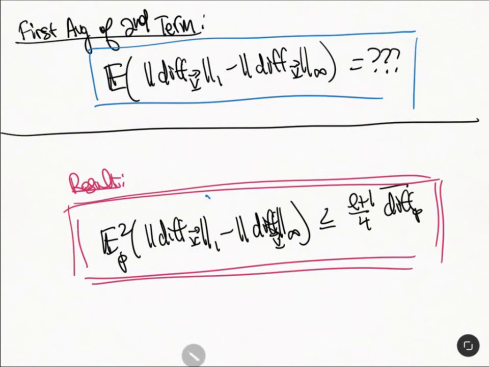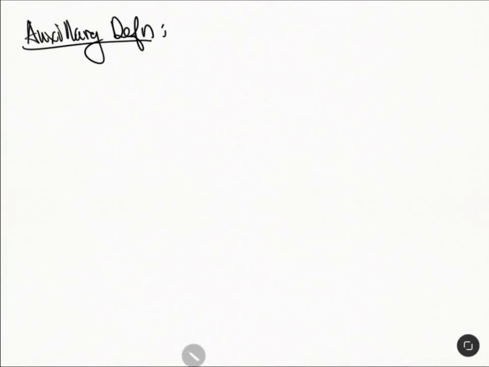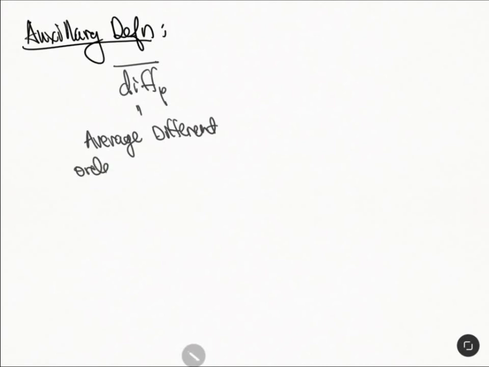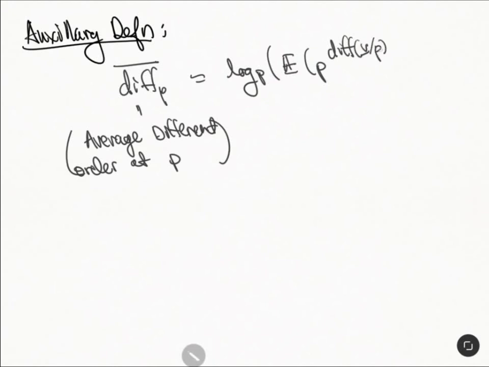Let me explain this auxiliary quantity. We define the average difference at order P. We define this to be the thing given by diff to the power P, then we take the expectation, and then we take the log of it, divided by P. So that's our definition for this average difference.